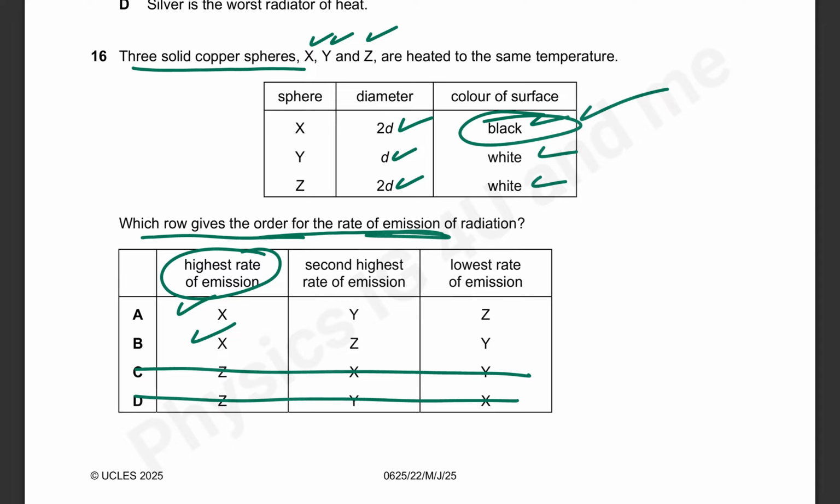Again, why is that? Because X is black and black is the best emitter, because they're asking about emission, right? Now, I have Y and Z, both of them white, but pay attention, Y has a diameter D, Z has a diameter 2D. So Z is bigger, which means it will emit more, which means that Z is the second highest rate of emission, okay? So we are in option B. Okay, so here we know that the color affects the rate of emission and the size affects the rate of emission.